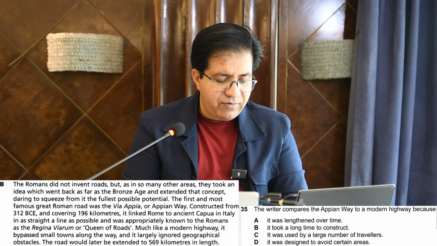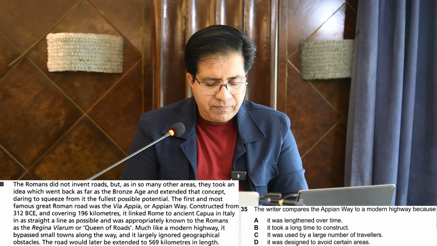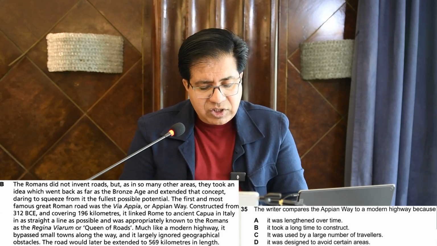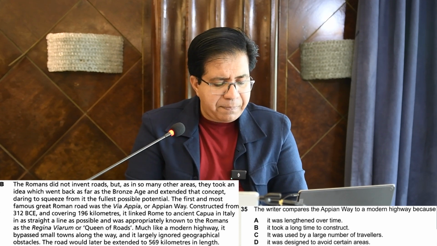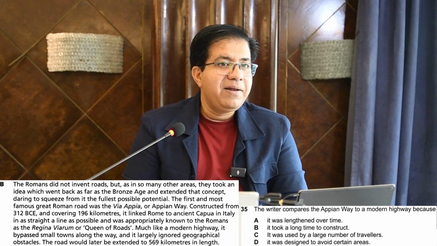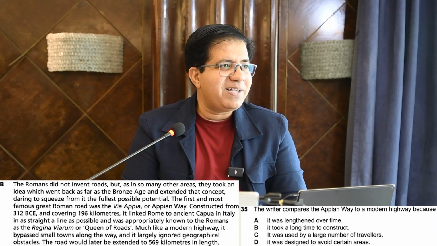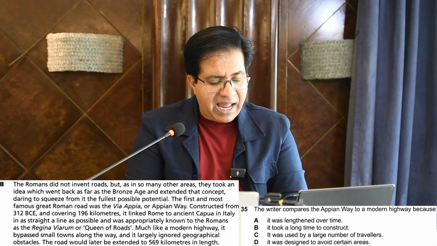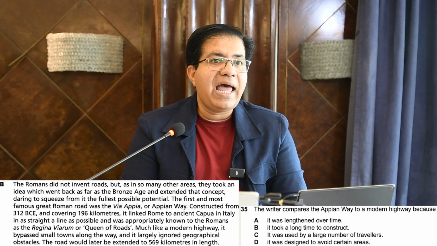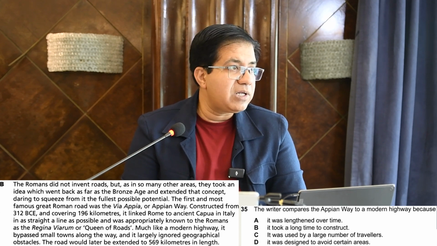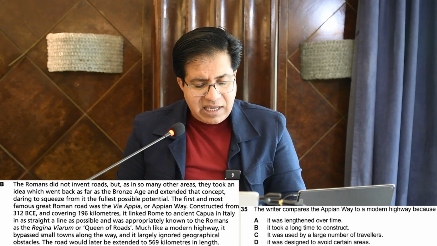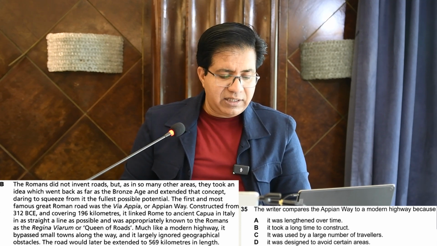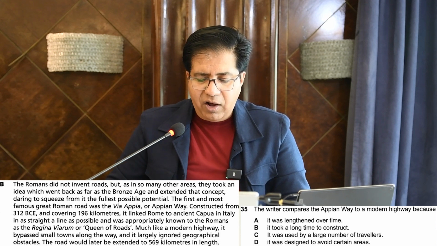It's another language, by the way. Regina Viarum, or Queen of Roads. Much like a modern highway. Now be careful, he is comparing it here. Much like a modern highway, it bypassed small towns along the way. Pindi bypass, Khyali bypass, Sialkot bypass and all that, okay? Like your motorway is bypassing the towns along the way, and it largely ignored geographical obstacles. Ignored geographical obstacles, bypassed small towns and all that.